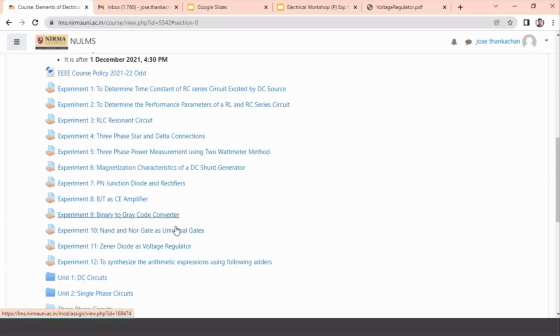NAND and NOR gates as well as logic gates discussion. The 9th is still left, which is a binary to gray code converter. So that is a very small experiment. That and the 12th experiment, the 9th and 12th will be done in the next session itself. So binary to gray code converter, experiment number 9, and experiment number 12, which is arithmetic expressions using adders, half adder and full adder. Those we'll try to complete in our next session.